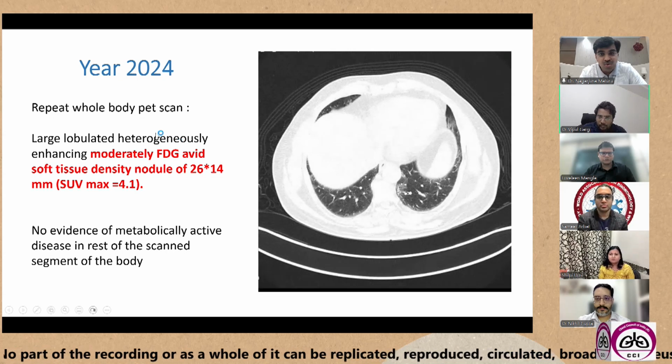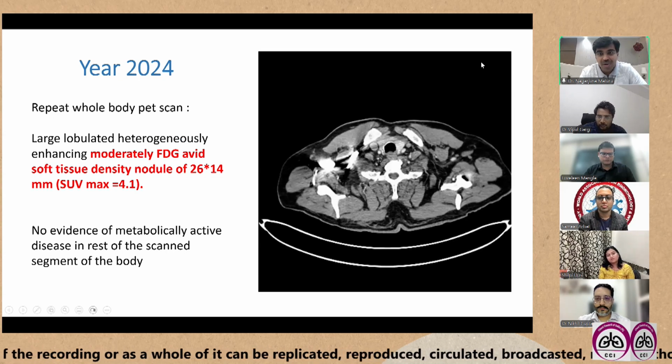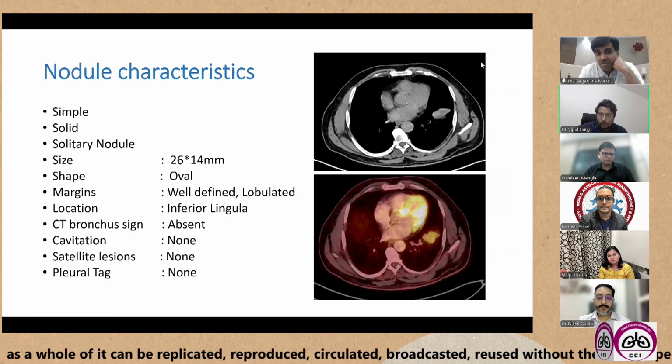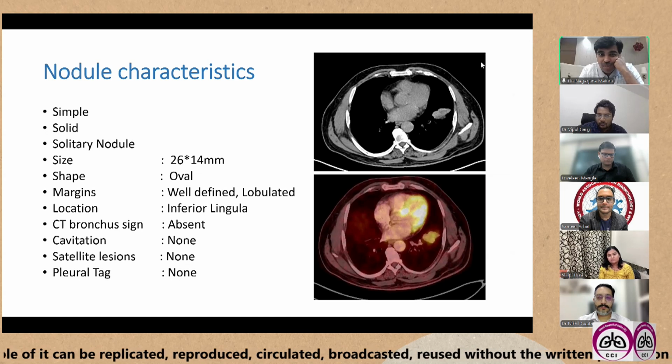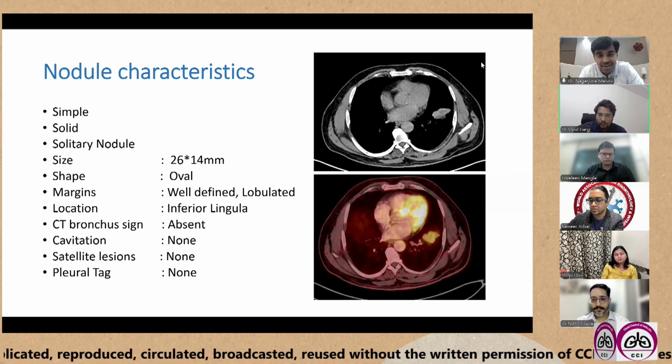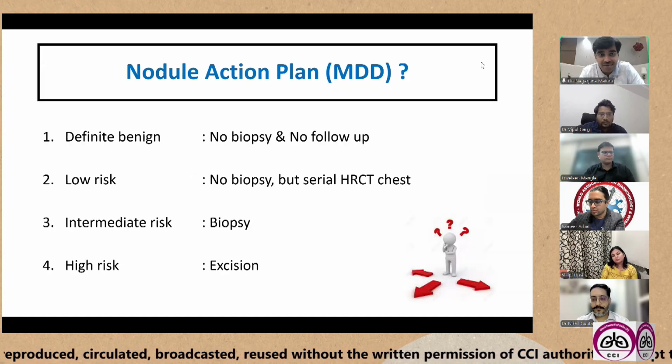Now what happened is, in the span of 1 year, it has significantly grown in size. So definitely there is a growth of the nodule over 1 to 1.5 years, I would say. Now this is the size of the nodule. From around 8 mm, it has become 26 mm. Now it is lobulated, with a past history of malignancy.